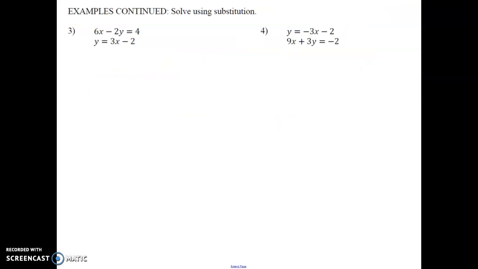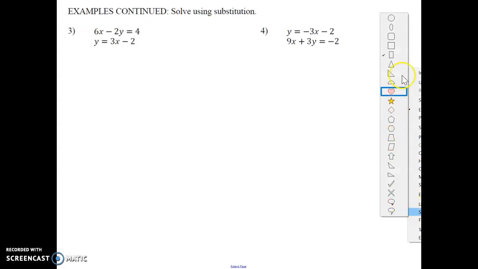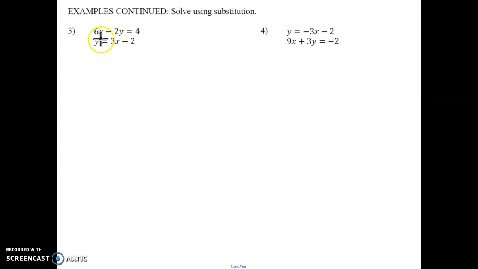Okay, the next two, they're actually special cases. So I'm going to do the same thing I did on the previous two. I'm going to find the y, and whatever y equals, I'm going to put in place of the y in the equation above or below it. This tends to throw students off because it's not the first equation this time that has y equals.